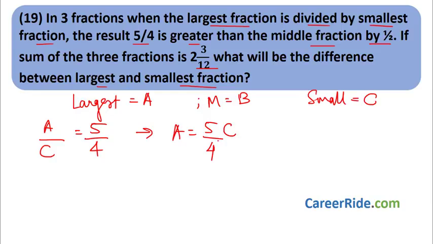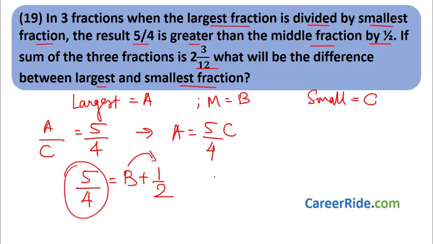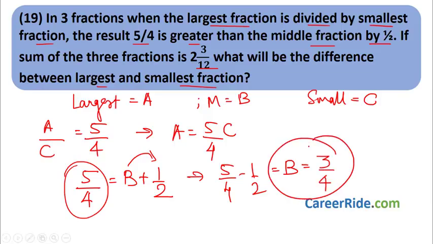Okay, also the result which is there, 5 by 4, is greater than middle fraction by 1 by 2. So 5 by 4 is nothing but middle fraction plus 1 by 2. So what is the middle fraction over here? 5 by 4 minus 1 by 2, it would be equal to B. That would be equal to, so LCM would be 4. So 5 minus 2 is 3 upon 4. This is the value of B.